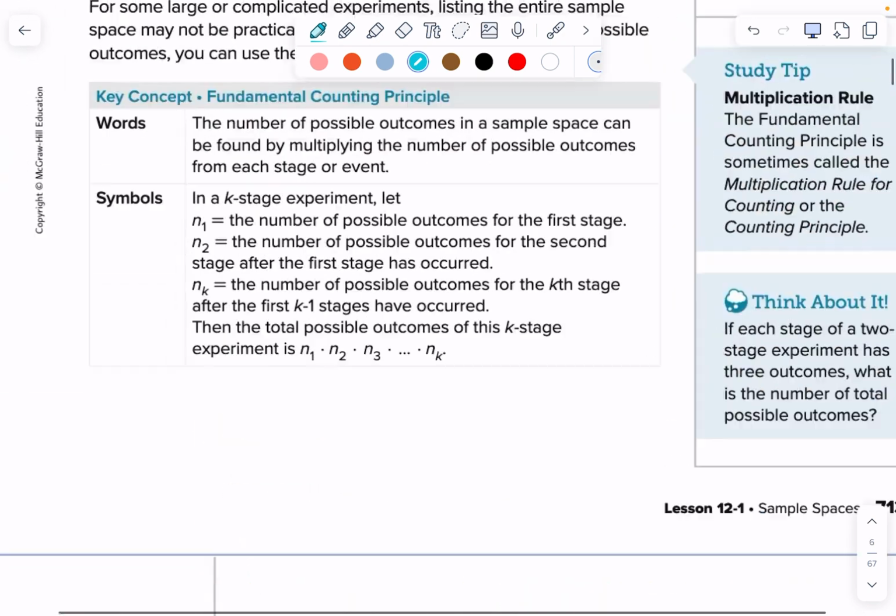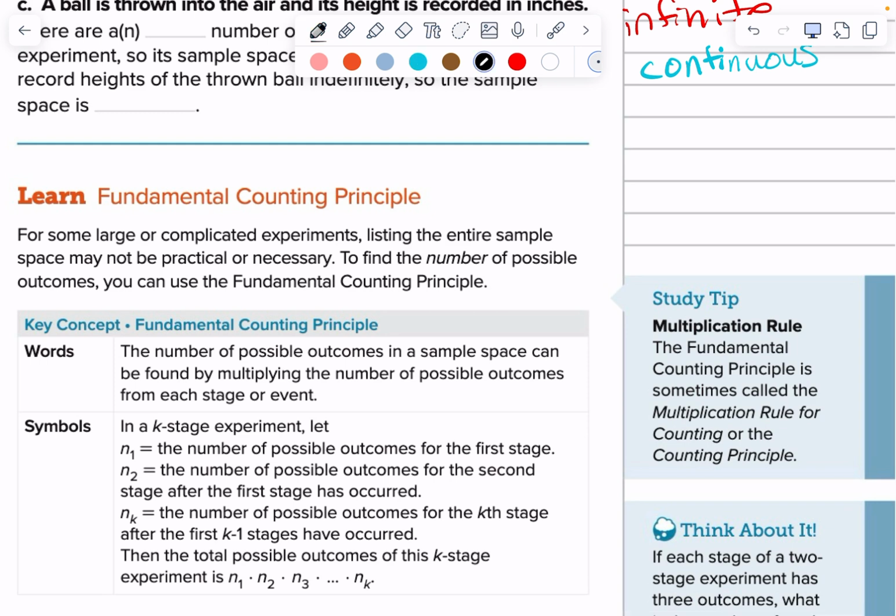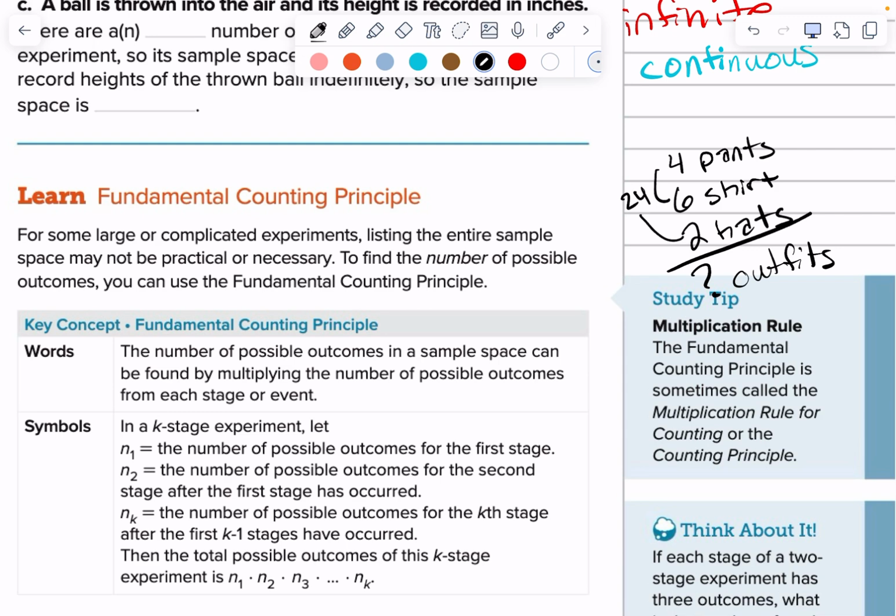Last thing that they address here is something called the fundamental counting principle. You guys have had it on MAP testing before, possibly, where they say you have 4 pairs of pants, 6 shirts, and 2 hats. How many different outfits? 48. How do you do that? 4 times 6 is 24, times 2 is 48. 48 different outfits, okay?